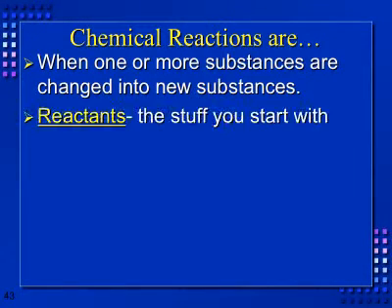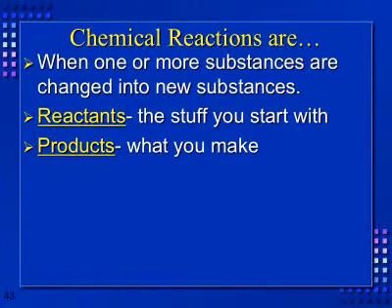Okay, chemical reactions are when one or more substances are changed into new substances, but we have to call these things something else. We can't always keep referring to things as substances. Reactants are the items you start with. These are found on the left side of an equation. Your products are the items that you make during the reaction, and these are found on the right side.